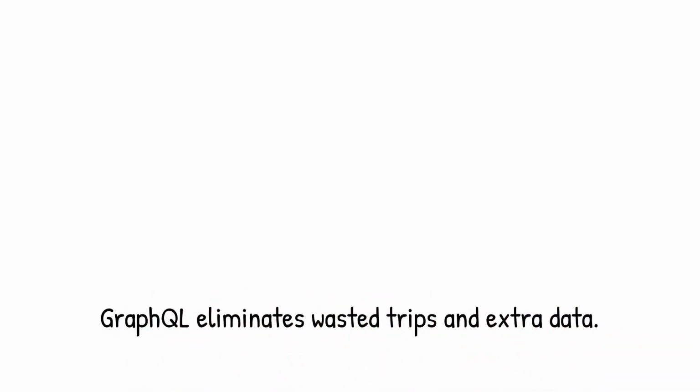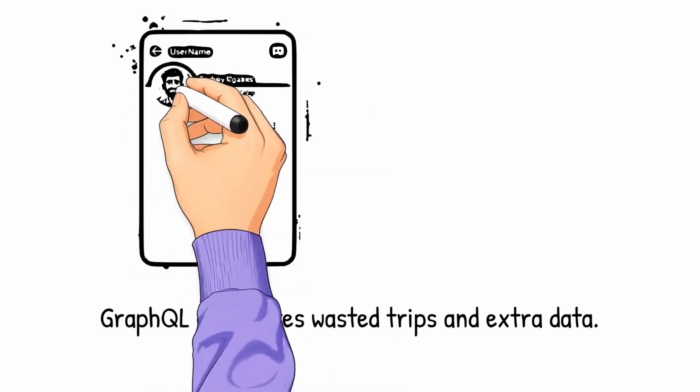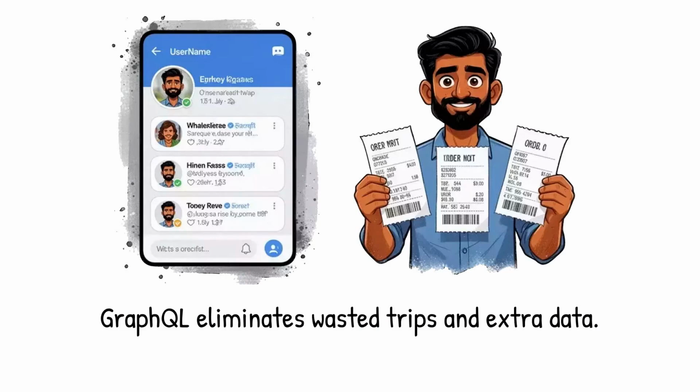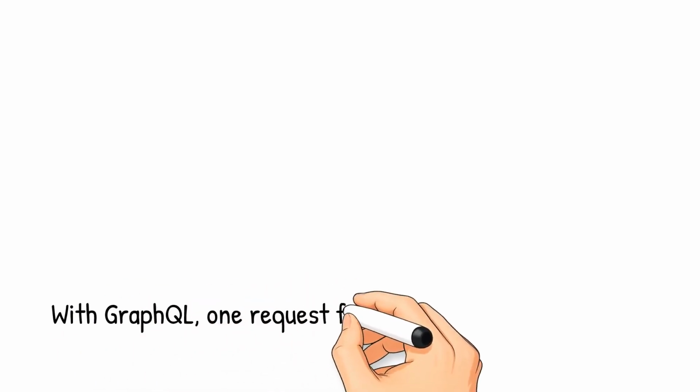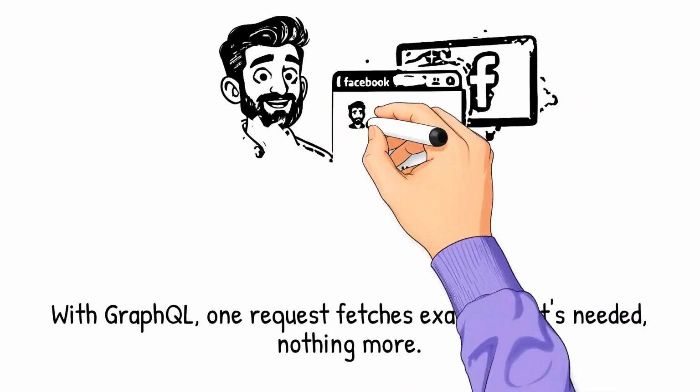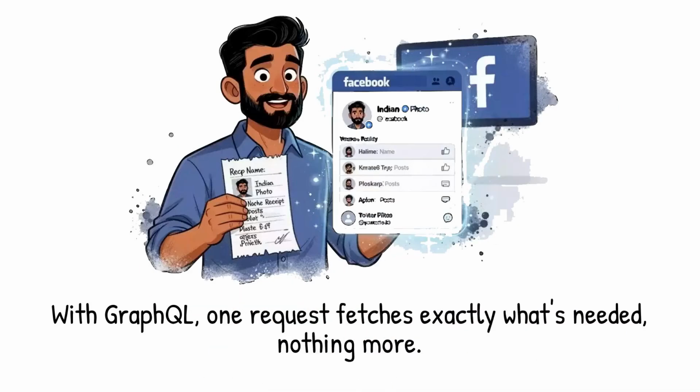Here's a real example. Picture a profile screen that needs a user's name, their photo, and their last 3 posts. With REST, that might be 3 separate requests to 3 menu items. With GraphQL, it's one request where you simply list the fields you want. Name, photo, posts, and it all comes back together. Perfectly trimmed. That's why apps with lots of data like Facebook, who actually invented GraphQL, love it. It saves trips and saves data.